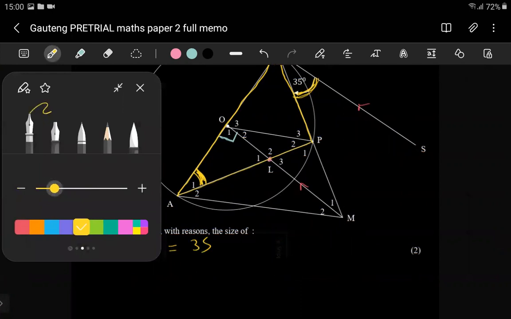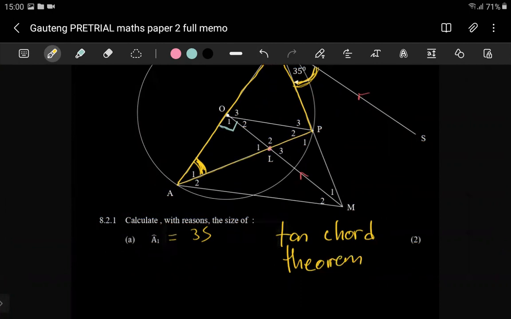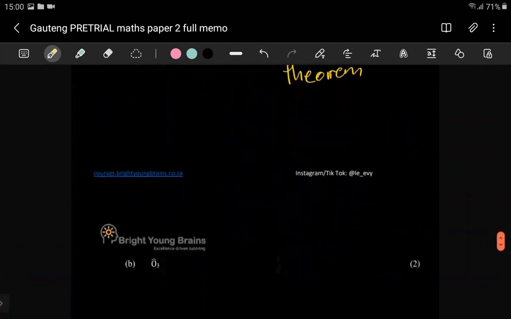The reason for that, you're just going to say Tangent-Chord theorem. So with the Tangent-Chord theorem, we have just got A1.